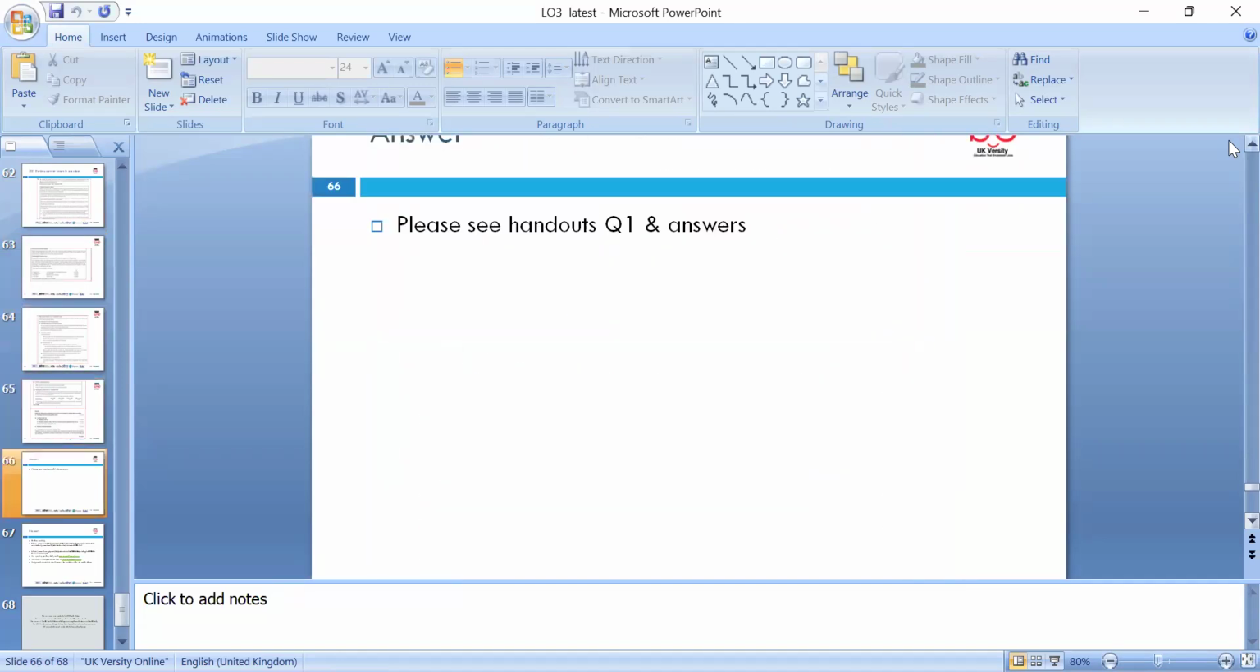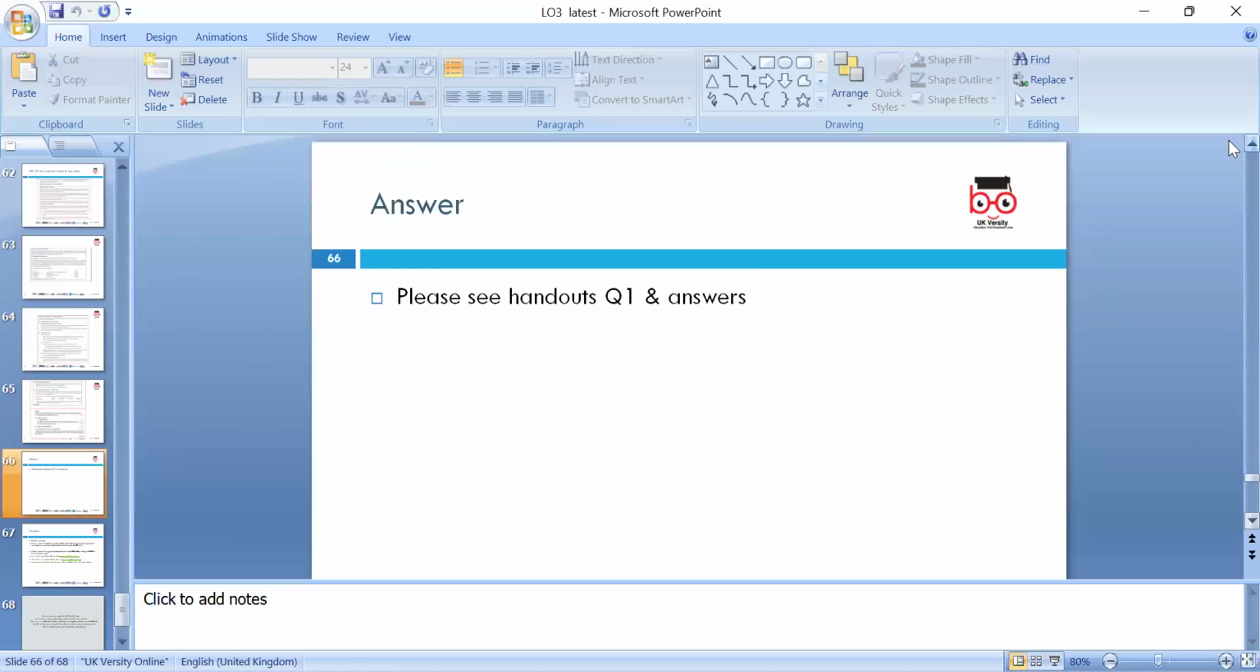So please see the handouts, question 1 and answers, which can be developed further with the examples we have given on the Moodle. If you want to work toward the distinction criteria, you can pick an example of your choice, whichever years you want. Let me quickly show you here.